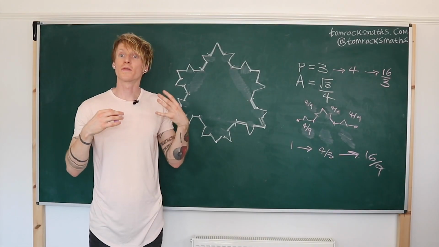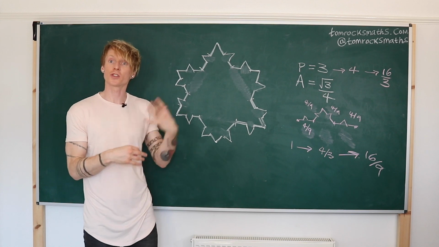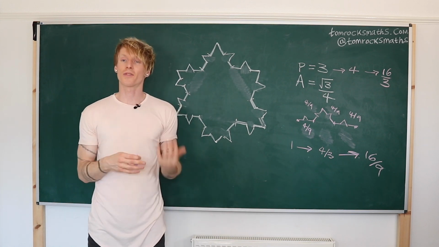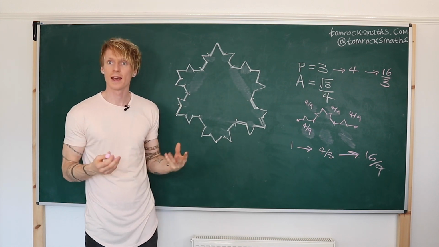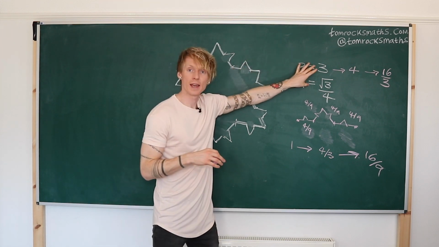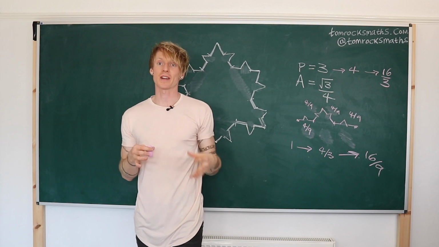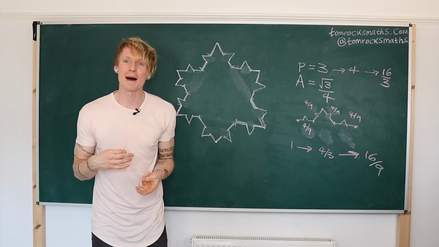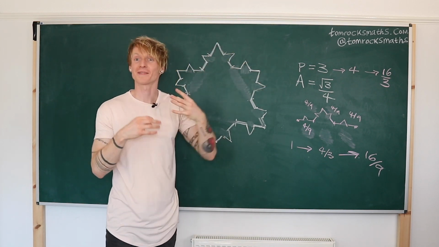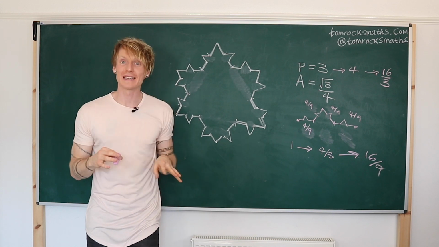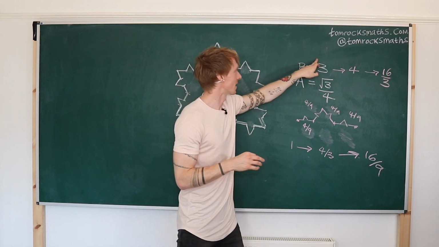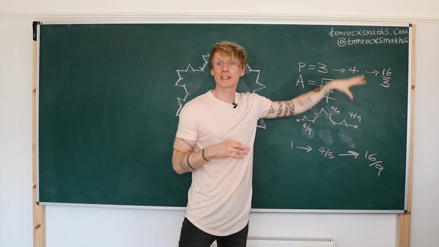So now we know the value of the perimeter for the first 2 iterations of our fractal generating process. It begins at 3, then it goes to 4, then it goes to 16 divided by 3. But of course, we want to know what happens if we were to repeat this process forever. So what we really need to know is what is happening between each step.